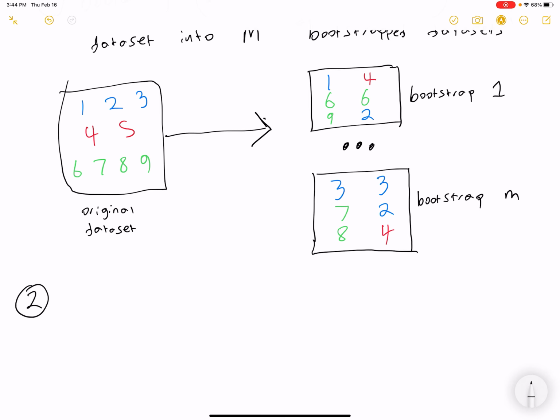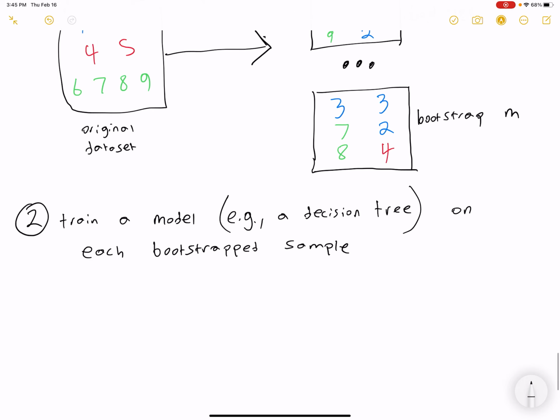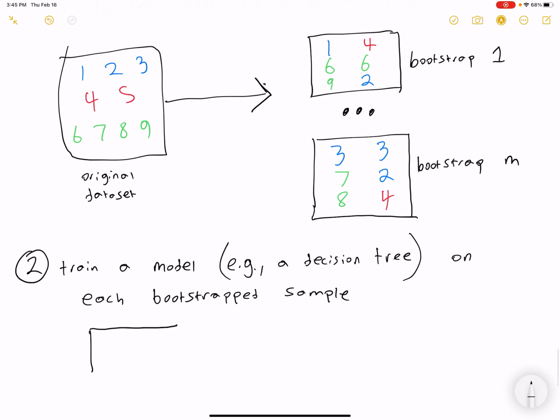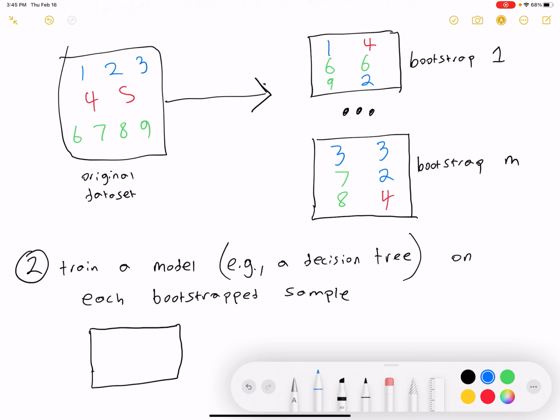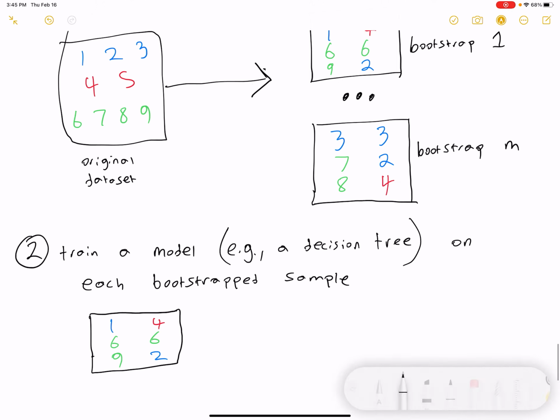Step two is to train a model. IE means in other words, which is not right. I should use EG, which means for example. So for example, a decision tree on each bootstrapped sample. So for example, on that first bootstrap data set with 1, 2, 4, 6, 6, 9, we will train one model.